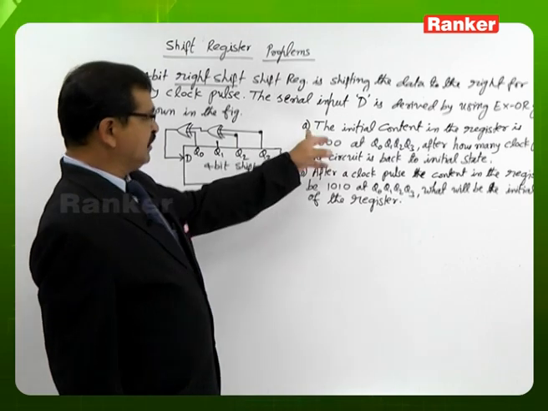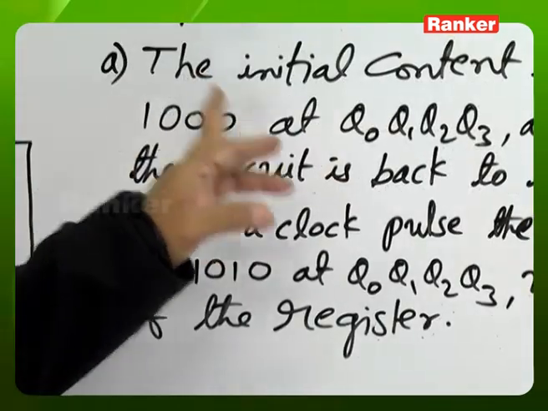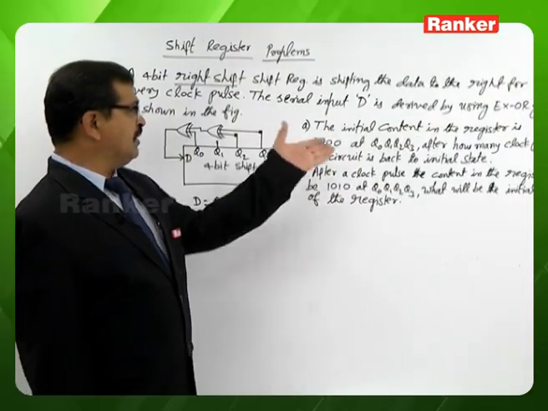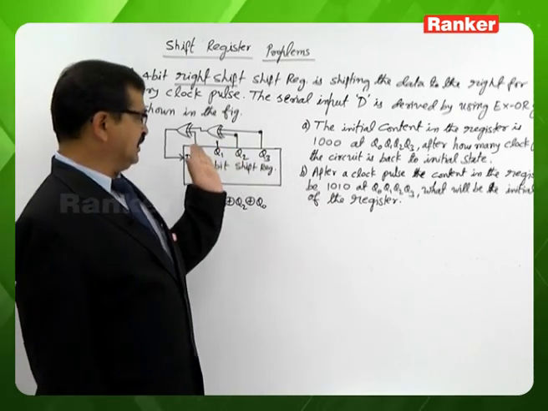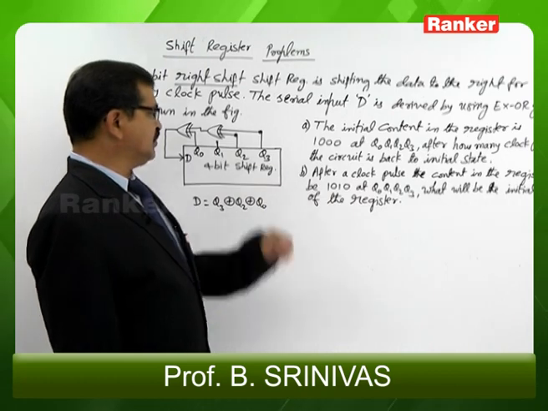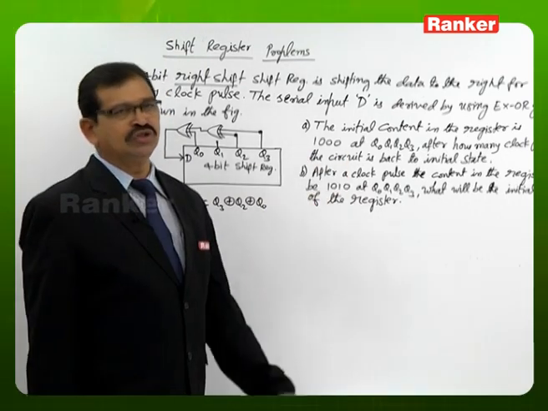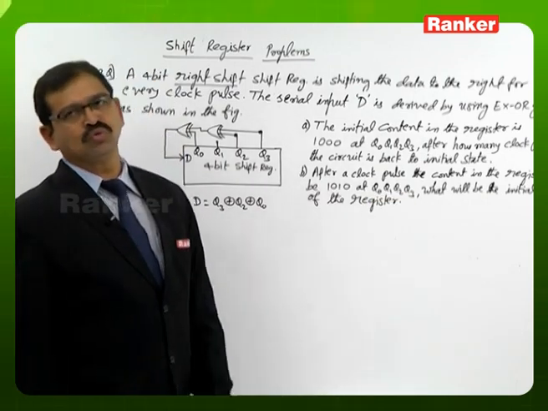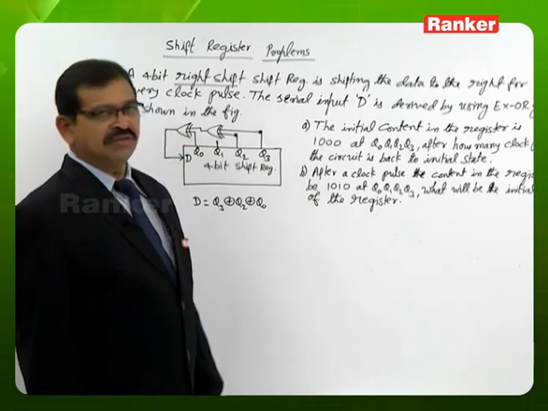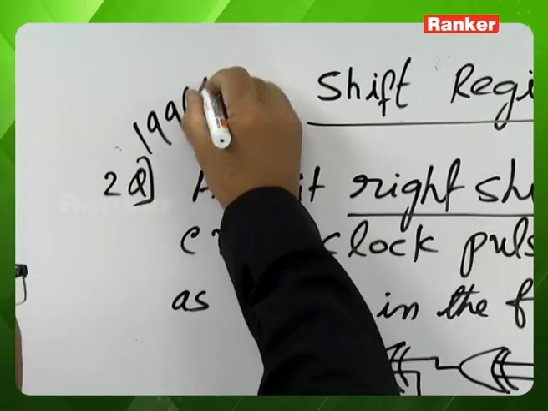So in the first part, the initial content in the register is 1000 at Q0, Q1, Q2, Q3. After how many clock pulses is this circuit, that is the register, back to the initial state? Second part, after a clock pulse, the content in the register is to be 1010 at Q0, Q1, Q2, Q3. What will be the initial content of the register? It was a question in the GATE exam 1996.